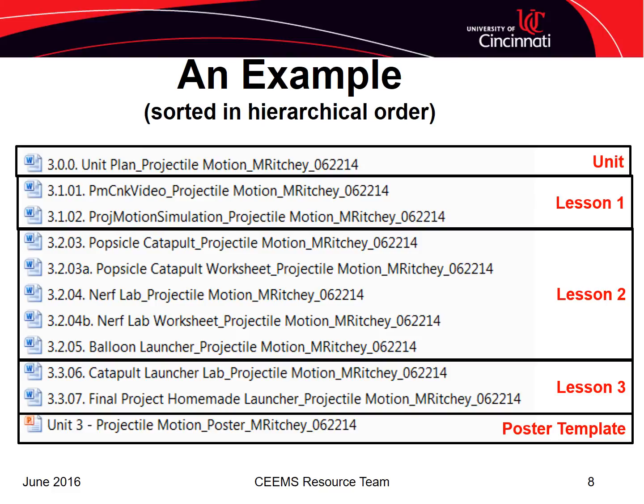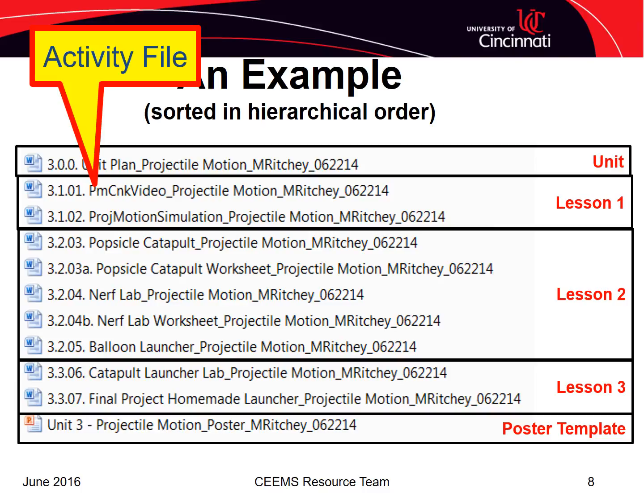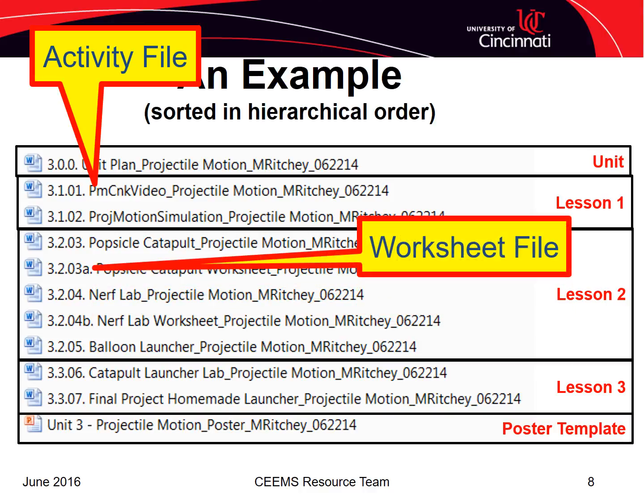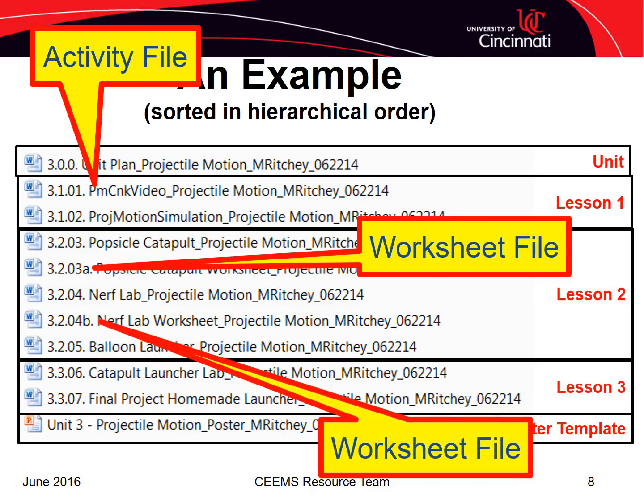The activity files can be identified by the 2-digit number with a leading 0. The worksheet files can be identified easily because they contain a letter in the name. In this case, there are 2 worksheets, including 3.2.03a and 3.2.04b.